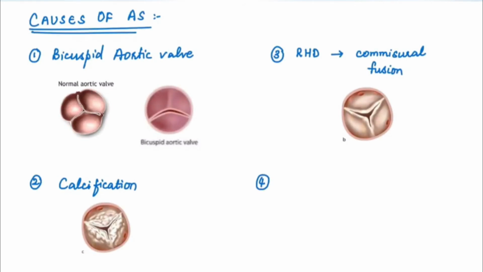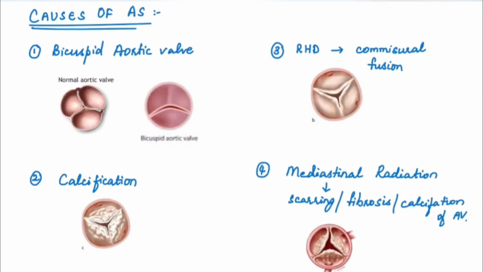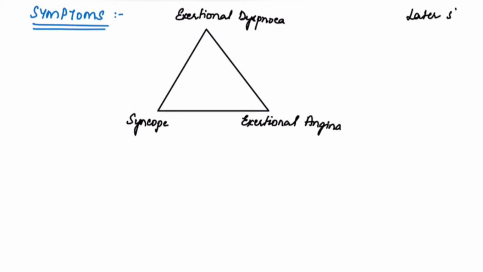And also, it can occur with mediastinal radiation, which can cause scarring, fibrosis, or calcification of the aortic valve, leading to aortic stenosis. And as already discussed, the symptoms of aortic stenosis include the classic triad of exertional dyspnea, angina, syncope, and also the features of pulmonary congestion and right heart failure.